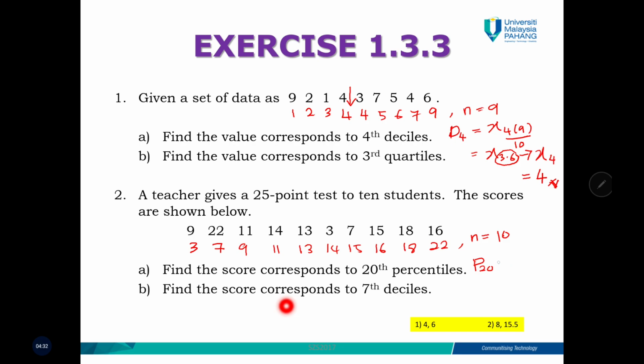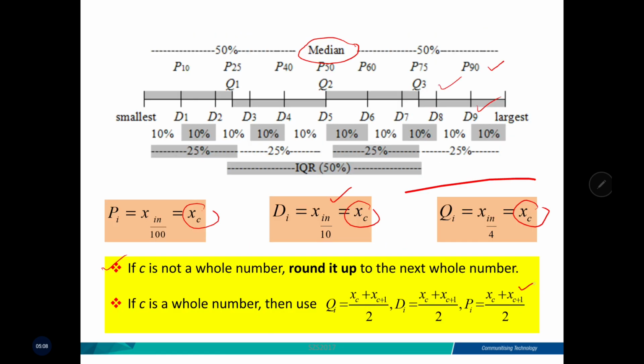Then we look back at the formula for P20. P20 is X, and the subscript here is 20 because I is equal to 20. 20 times the number of data, that is 10, divided by 100 because of percentile. You can see that this is equal to X2. Since 2 here is a whole number, we need to use this formula.